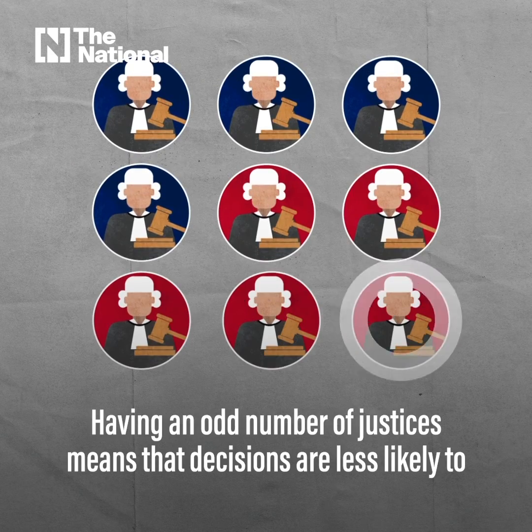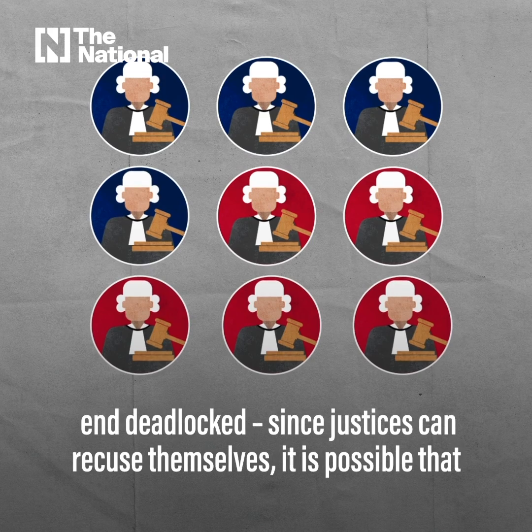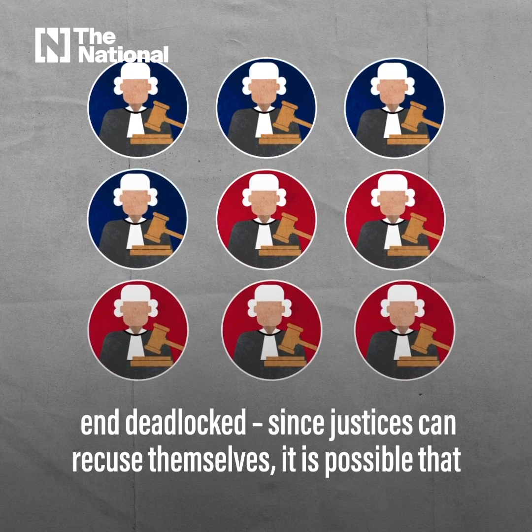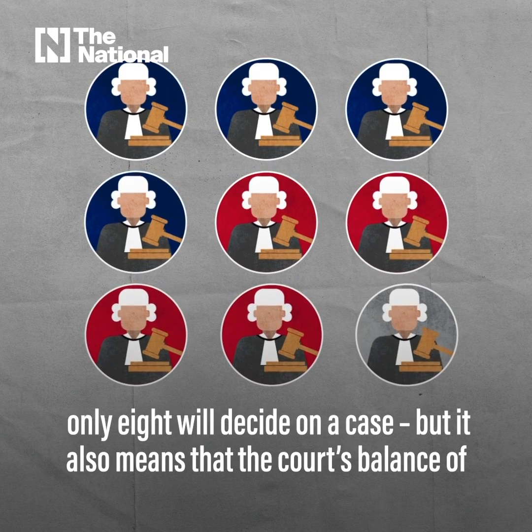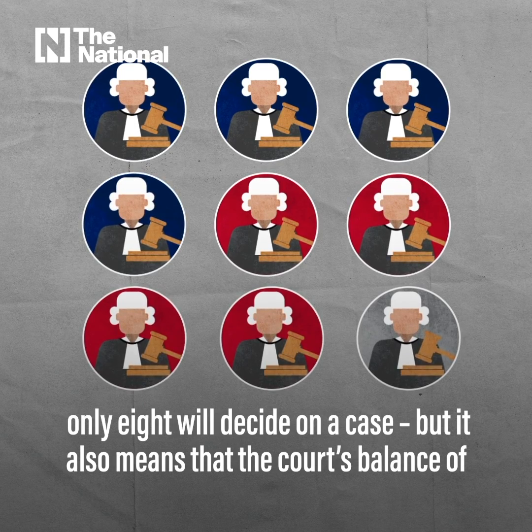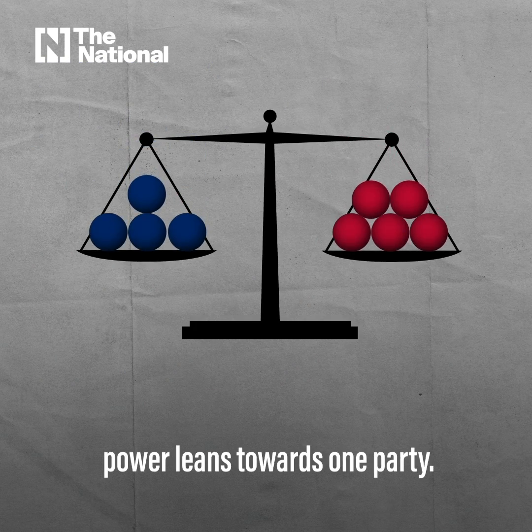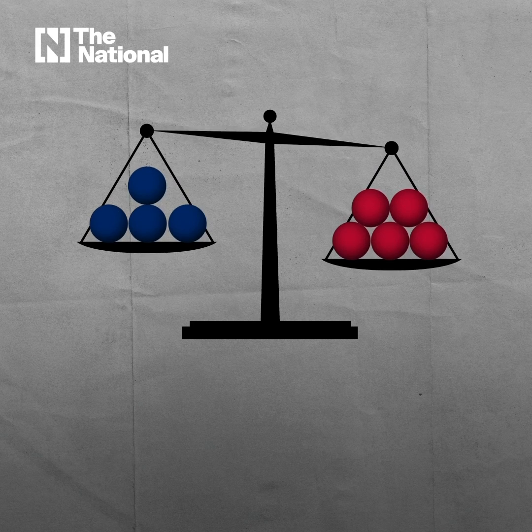Having an odd number of justices means that decisions are less likely to end deadlocked. Since justices can recuse themselves, it is possible that only 8 will decide on a case. But it also means that the court's balance of power leans towards one party.